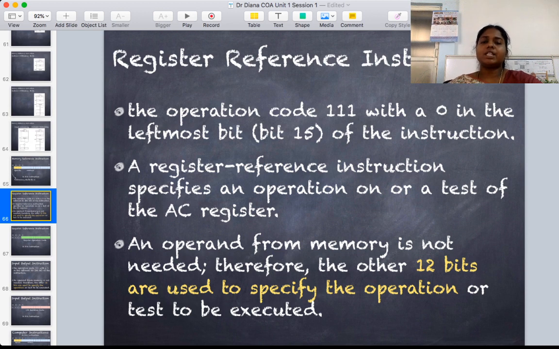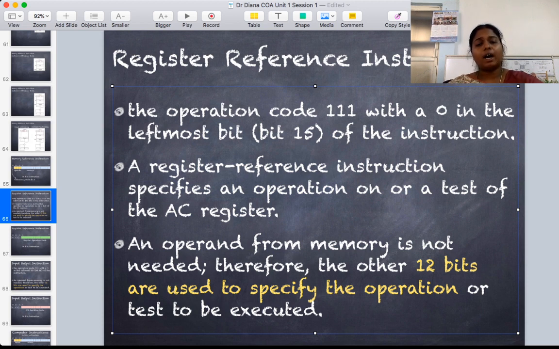For every register reference operation, the opcode is 111. For all register reference operations, the opcode given is 111, and we have a 0 on the MSB, or the 15th bit. So the first 4 bits are going to be 0111 for all register reference instructions.